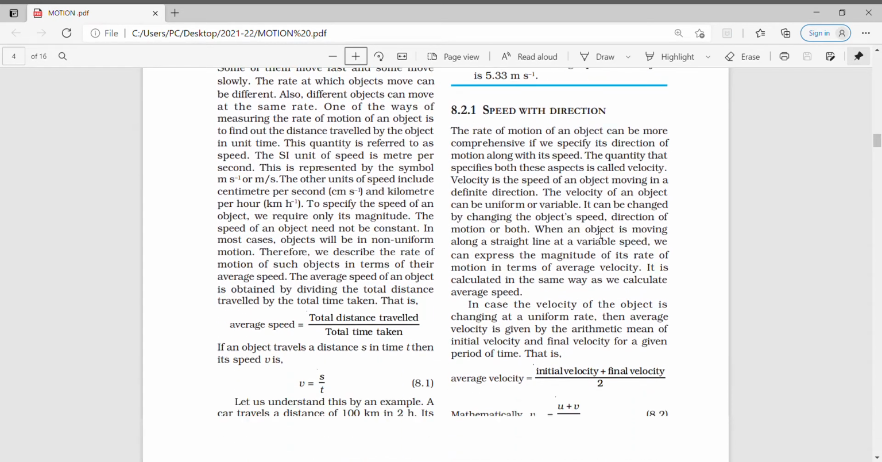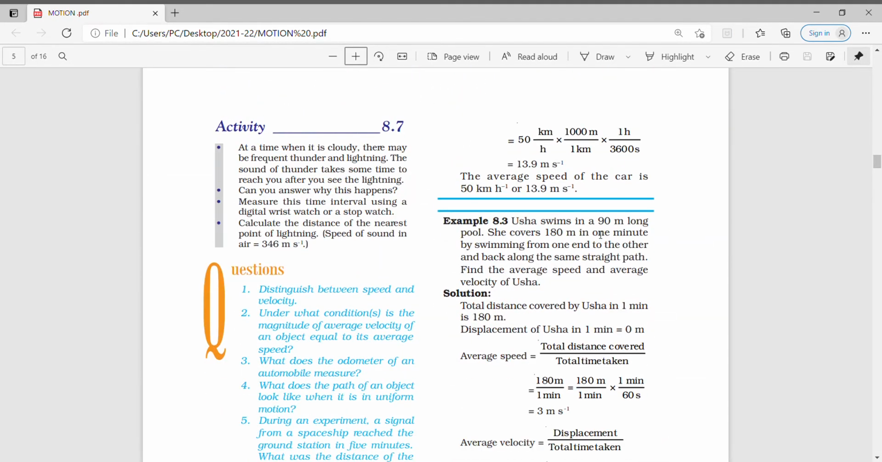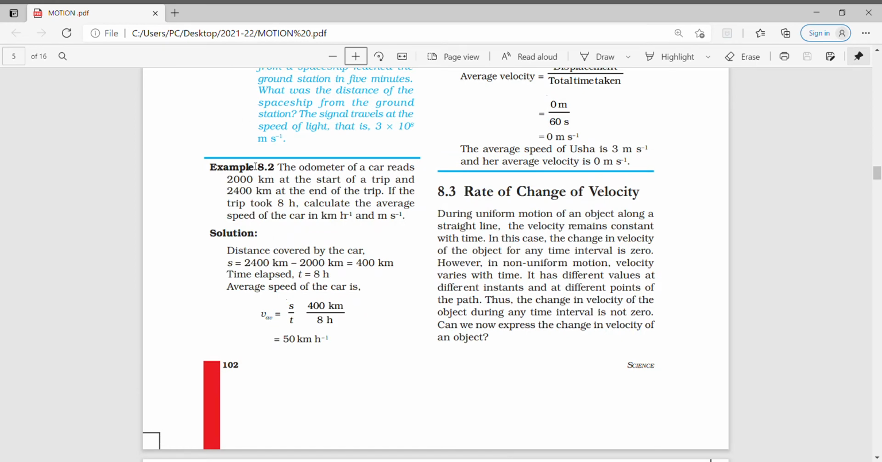Now next example is example 8.2. The odometer of a car reads 2000 kilometer at the start of a trip and 2400 kilometers at the end of the trip. If the trip took 8 hours, calculate the average speed of the car in kilometer per hour and in meter per second. Now what is odometer? Odometer is that device which tells you the total distance covered by the car. So it records the distance covered by the car.